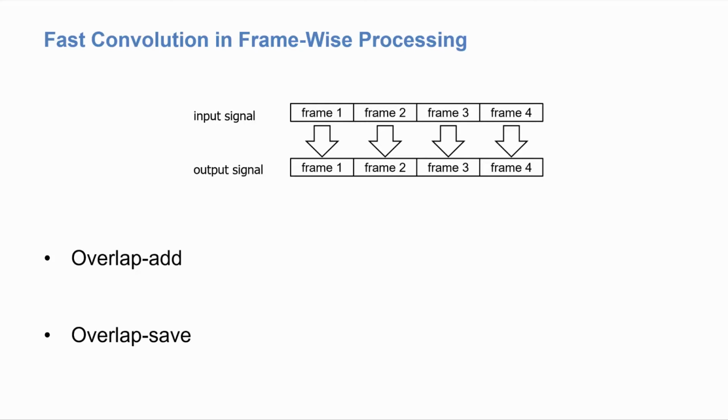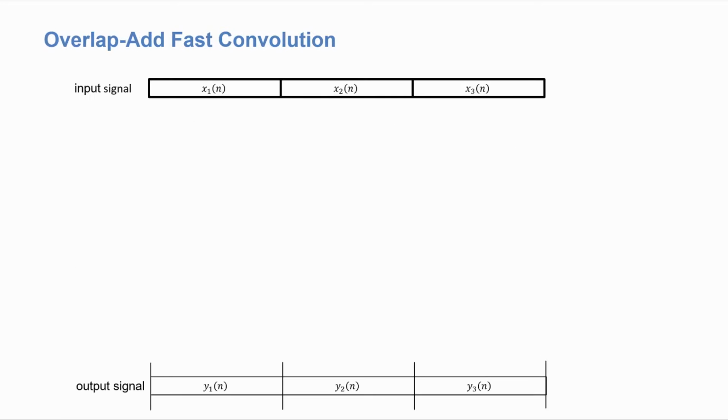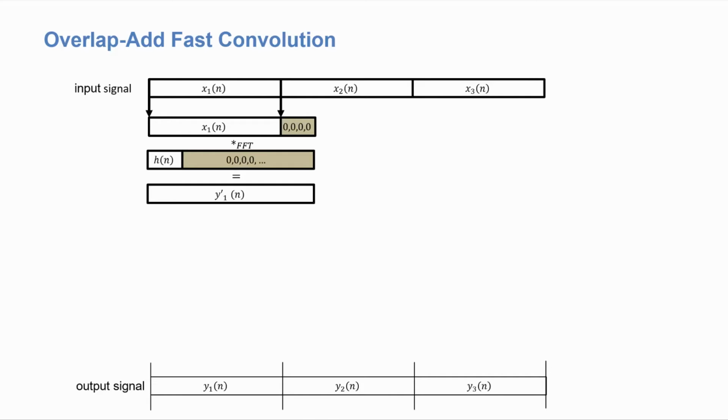Let's start with overlap-add fast convolution. At the top, you see the input signal divided in frames of equal duration. At the bottom, you see the placeholders for the corresponding frames of the output signal. So the first frame of our input signal arrives. We zero pad it according to the length of the impulse response that we want to convolve with. This is indicated by the dark shading. Here, the impulse response is rather short, but it may actually be of any length. It can even be longer than a signal frame.